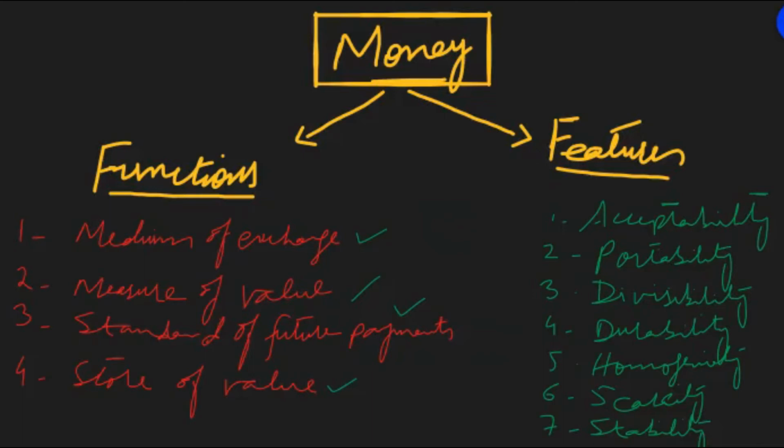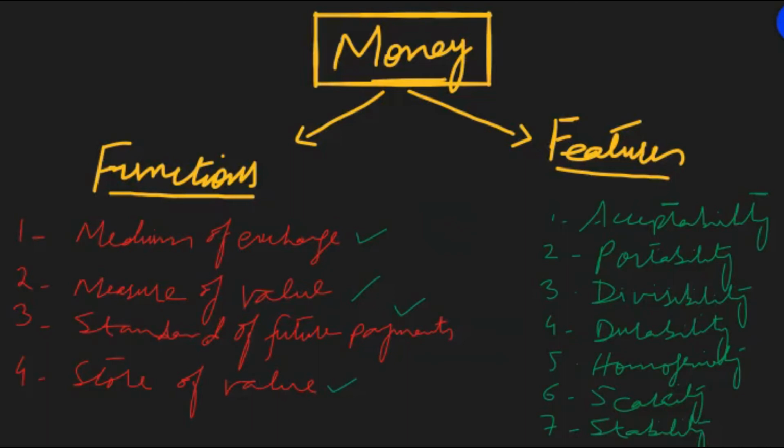Now, coming to the features of good money, as I have mentioned earlier, money in the recent world is available in the form of currency notes and coins. It is also available in the form of checks and deposits. It is also available in the form of credit notes and debit notes. These are the multiple forms which we can observe these days in the market and in the economy.